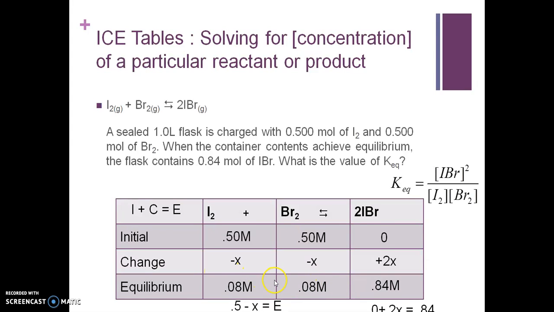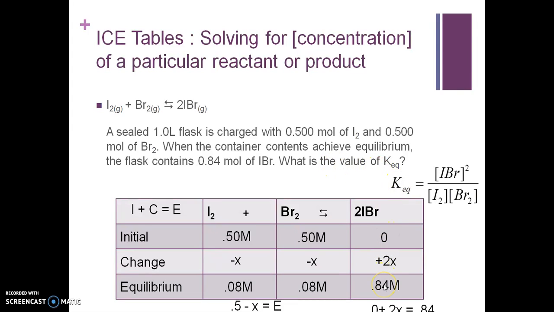Then, at equilibrium, once I have reached equilibrium and both are good, I'll have 0.08 molar iodine, 0.08 molar bromine, and 0.84 molar iodine bromide. Okay, so that just means that those are the concentrations at equilibrium of each substance. So then, the actual question that I needed to answer is, what is the value of KEQ?